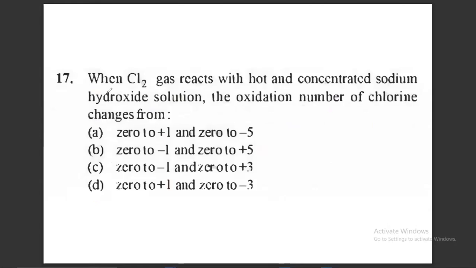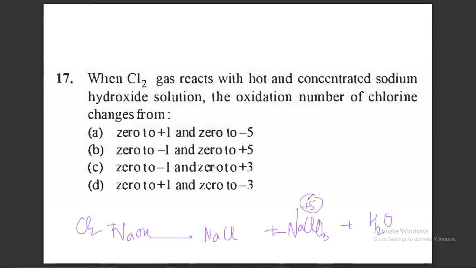When chlorine gas reacts with hot and concentrated sodium hydroxide solution, the oxidation number of chlorine changes from? So chlorine when treated with excess of this sodium hydroxide, you can write the reaction and answer the question later on. So sodium hydroxide in excess. What will you get? Sodium chloride salt, sodium chlorate, NaClO3, and water. Okay. So these are the reactants and products. So balance the equation. Chlorine oxidation state is +5 here. And here you have -1.